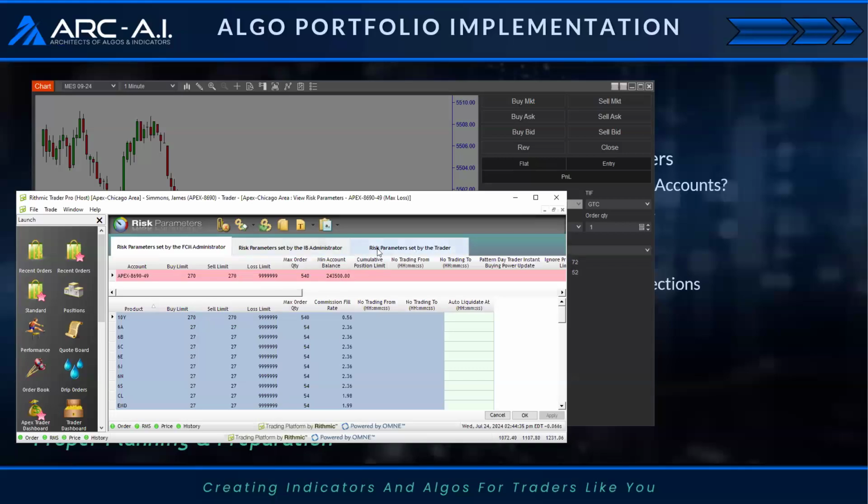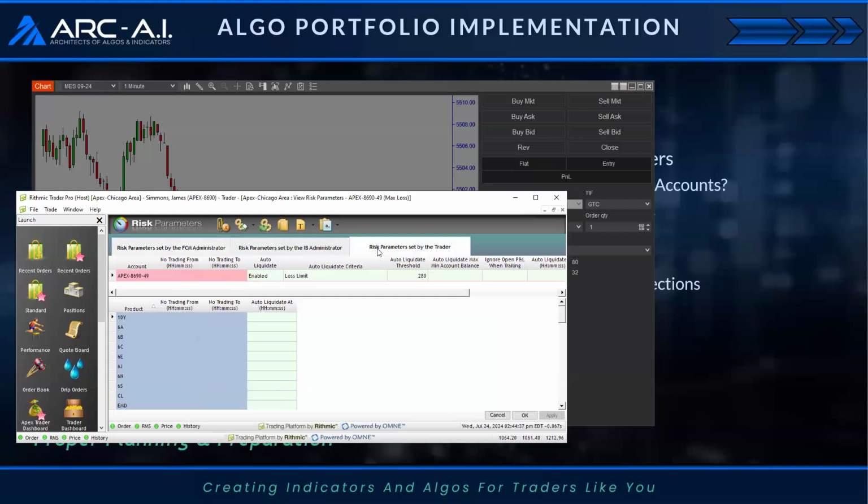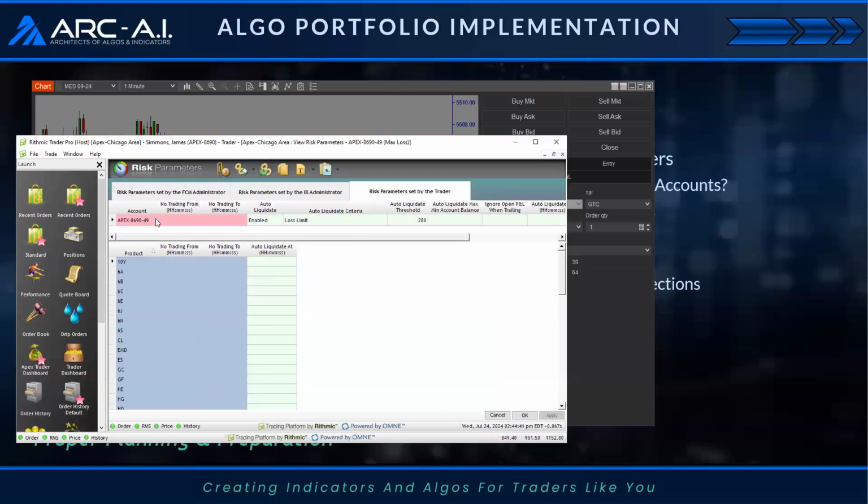Then you go over to risk parameters set by the trader, and you go here. What you want to do is click the accounts that you want to set parameters on, and then go to auto liquidate and click enabled. And then there's a number of different choices here. You do a minimum account balance, percent, loss limits, and so on. Trailing minimum, just keep it easy, go to loss limit.